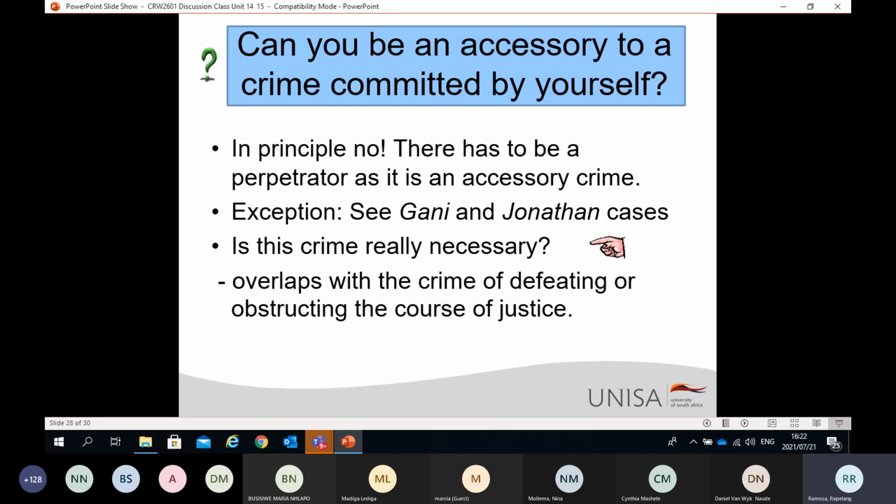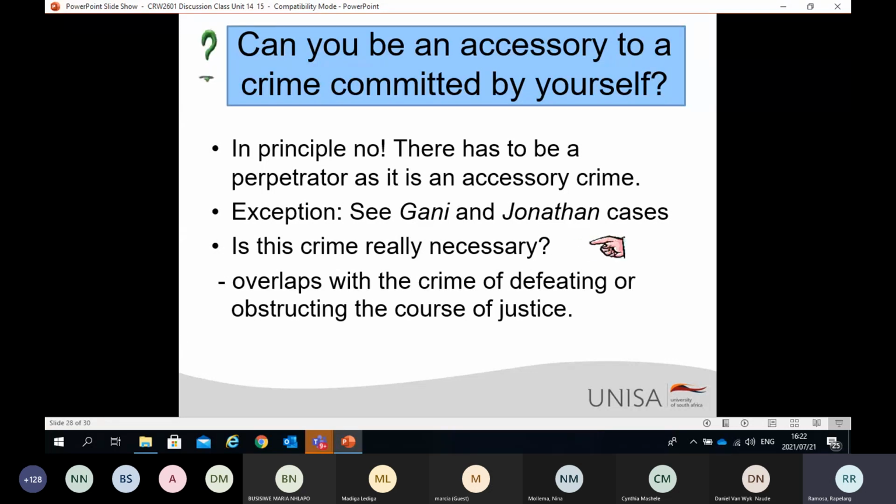The other question that is interesting to ask, obviously, is whether the crime of accessory after the fact is necessary, because we do have the crime of defeating or obstructing the course of justice. All instances whereby somebody can be guilty of being accessory after the fact are also instances of defeating or obstructing the course of justice. So that's just a very interesting academic reflection to think about in that respect.